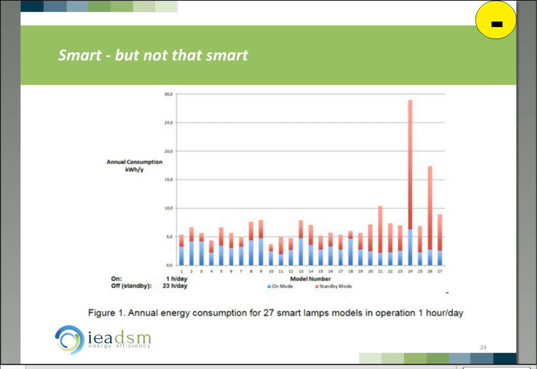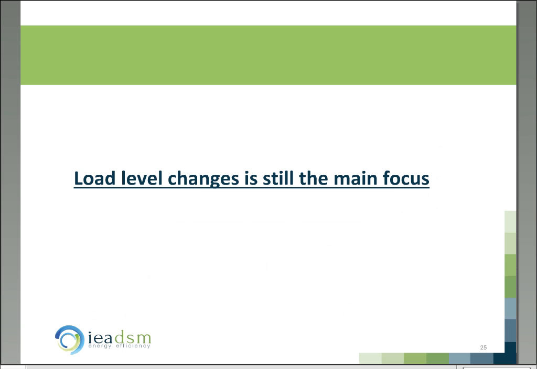This slide is taken out of a work where they have tried to compare 27 smart lamps and found out that some of them had higher energy use in the standby mode than in the active mode. So smart is not always that smart. But load level changes is still the main focus. That remains very much so.